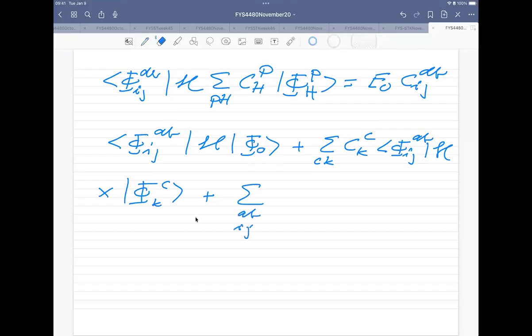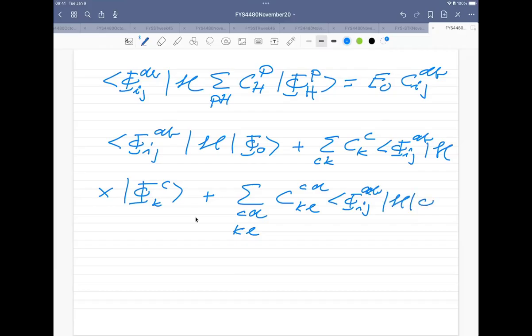No, sorry, I should avoid those symbols. It's actually a CDKL. And then I have the unknown coefficients, C_KL^CD. And then I have my phi_IJ^AB, A and B of H. And then I have my phi of KL of CD.